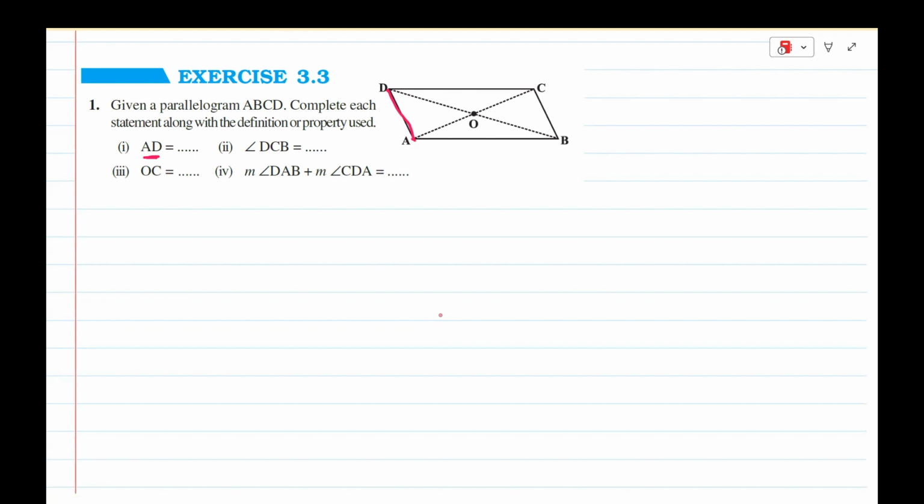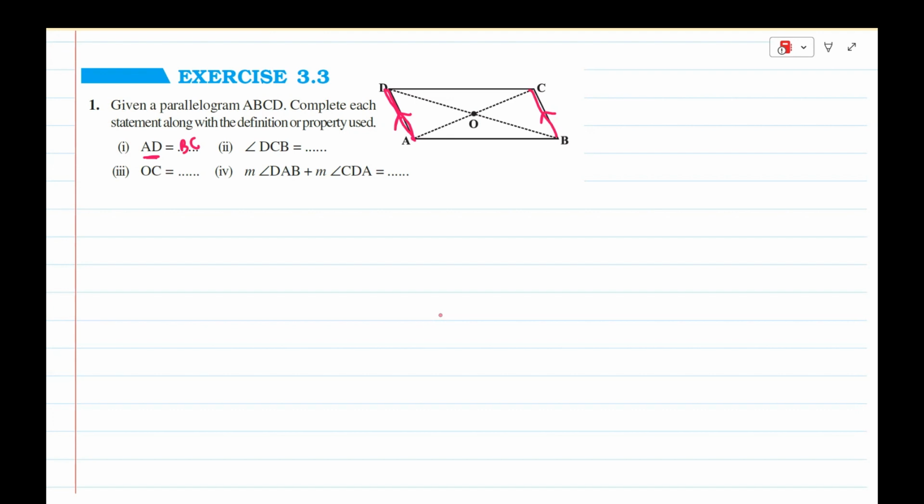So the property says opposite sides of a parallelogram are equal. So if it is AD, it is going to be BC. One important thing to keep in mind here is, if I'm moving from A to D, that is upward direction, here also I will move in upward direction. It is not mandatory. You can write CB also, but most of the time the book's denomination, they use AD is equal to BC. Most of the time they will write this.